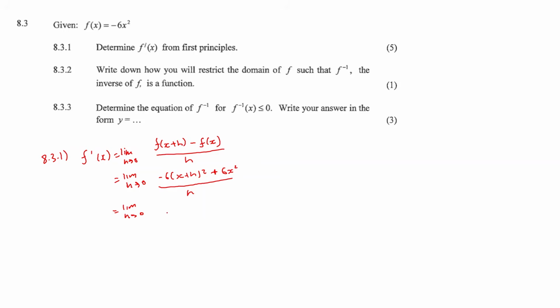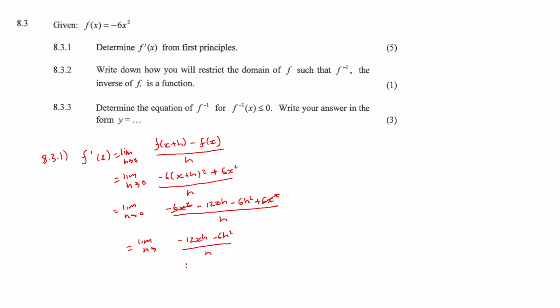If we distribute the negative 6 and the square in, we get negative 6x squared minus 12xh minus 6h squared plus 6x squared, all over h. And then these two values cancel out, and we get negative 12xh minus 6h squared over h.